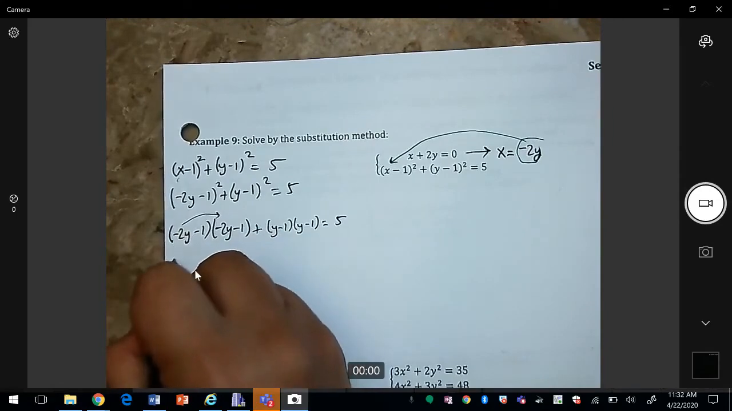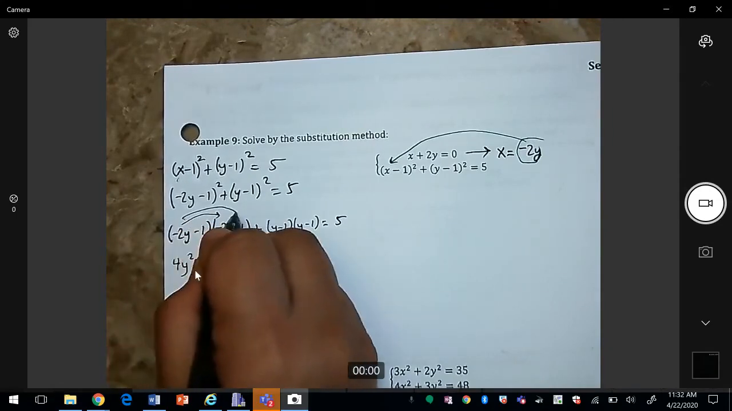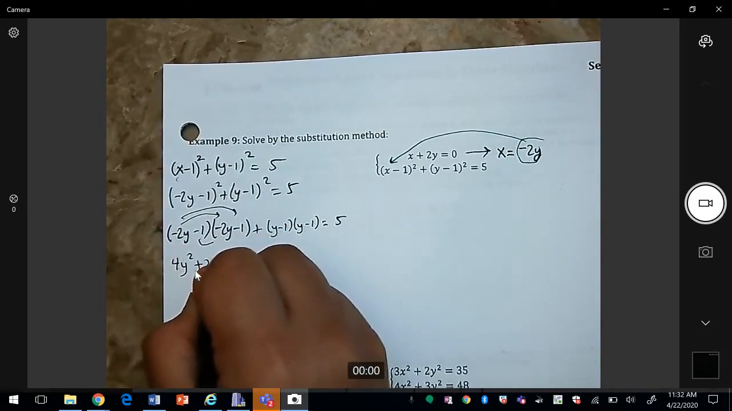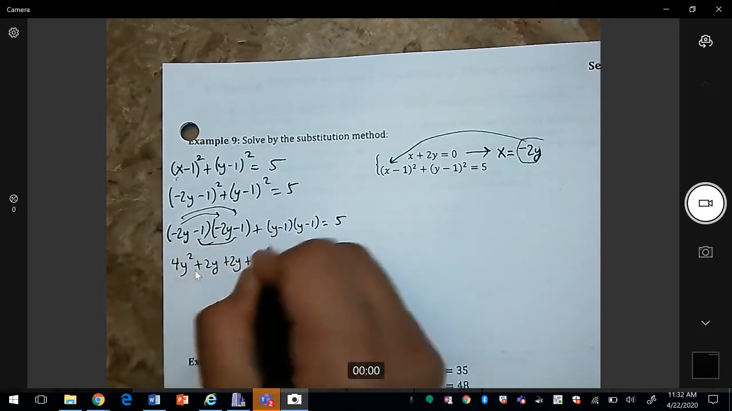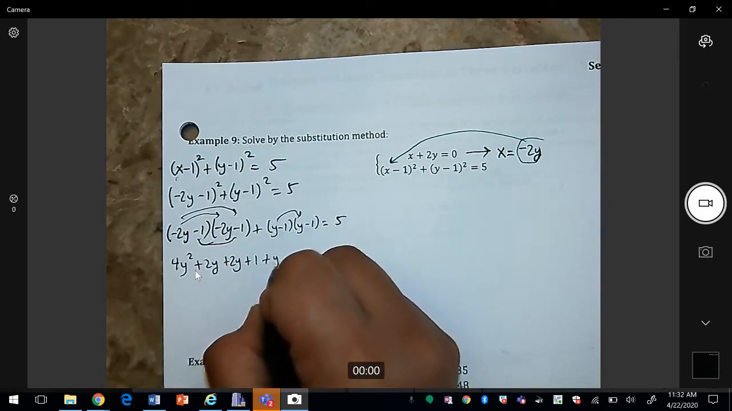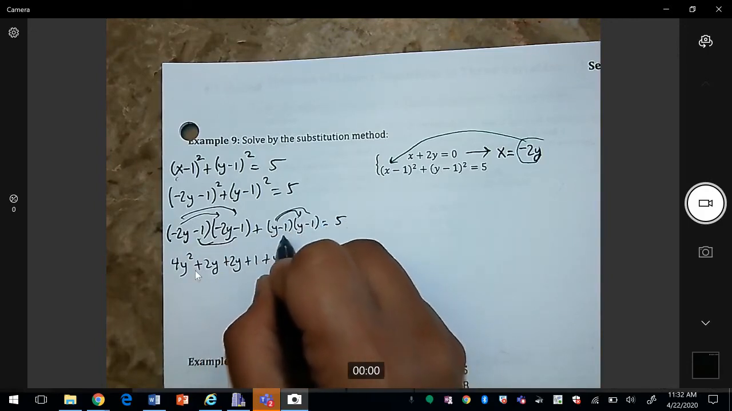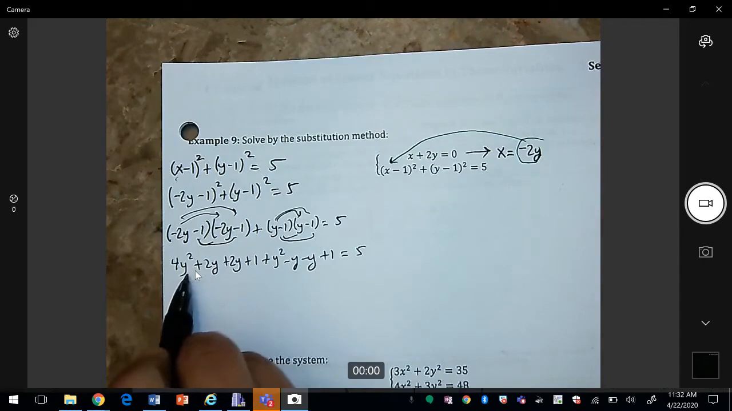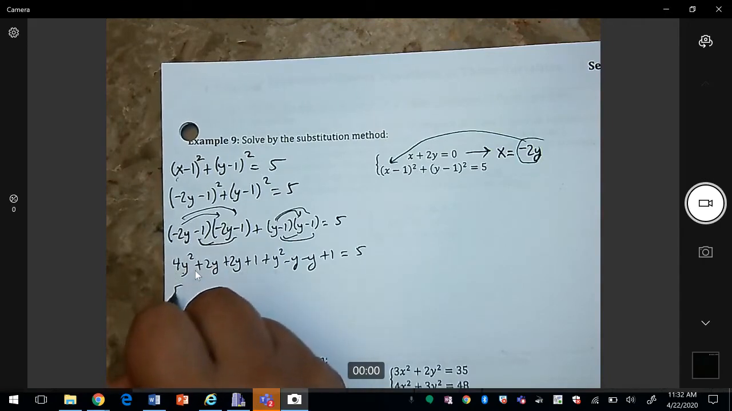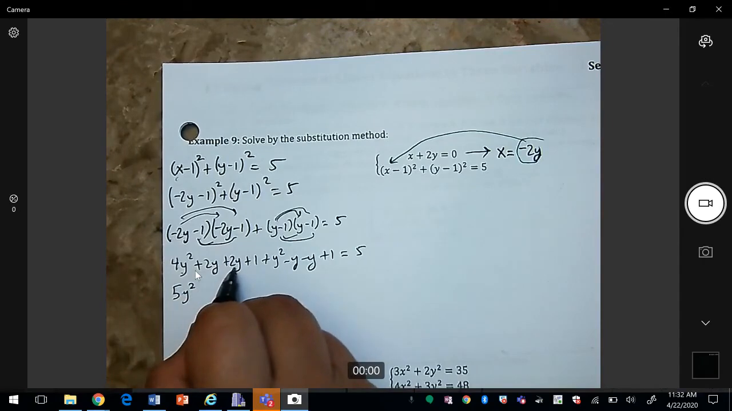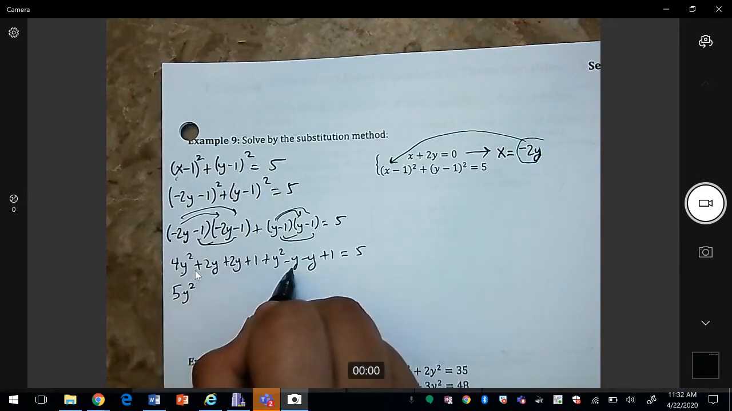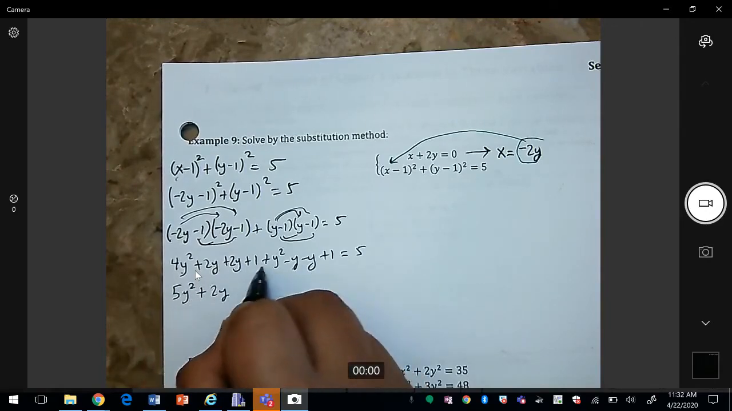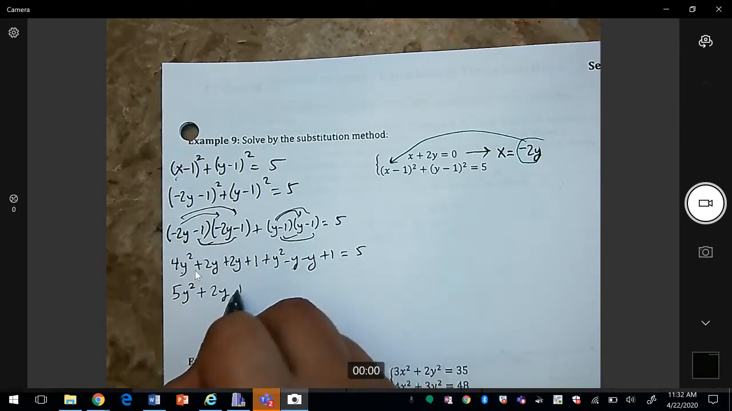Negative 2y times negative 2y is 4y squared. Negative 2y times negative 1 is positive 2y, plus 2y, plus 1. y times y is y squared, minus y, minus y, plus 1. Let's gather like terms. 4y squared and y squared is 5y squared. 2y plus 2y is 4y. Minus y is 3y. Minus y is 2y. Then we have 1 plus 1 is 2.